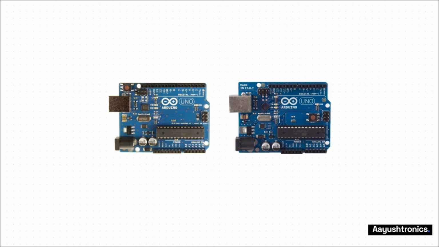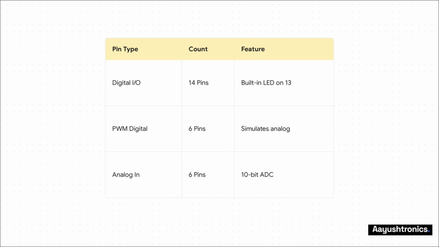You've got a 16 megahertz crystal oscillator acting as its heartbeat, a DC power jack and voltage regulators to keep it safely powered up, ICSP headers, and of course, a USB connection so it can communicate effortlessly with your computer. Surrounding that brain are the pins, which are how the Arduino actually interacts with the real world.